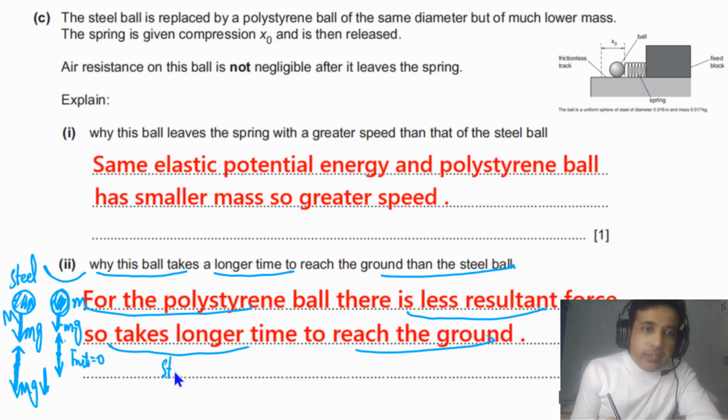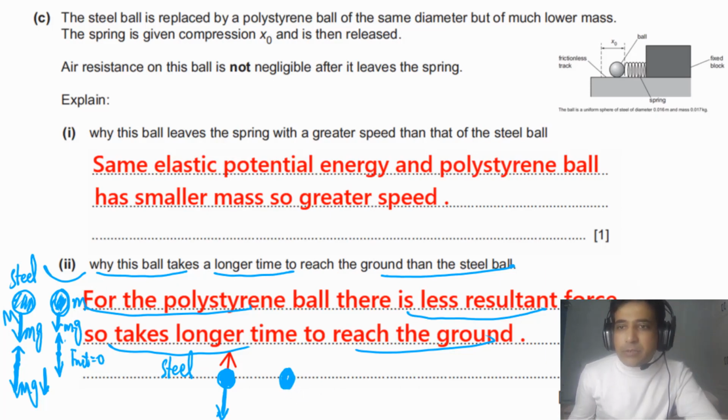So let's say for the steel ball, after a certain period of time, we have air resistance acting on this. Let's say this is representing air resistance, and the force acting downwards is the weight of the steel ball. And also we can draw the polystyrene ball here. Air resistance on this one is also the same. After a certain period of time, because they have the same size, the air resistance is the same. So we can draw a bit longer, 0.7.